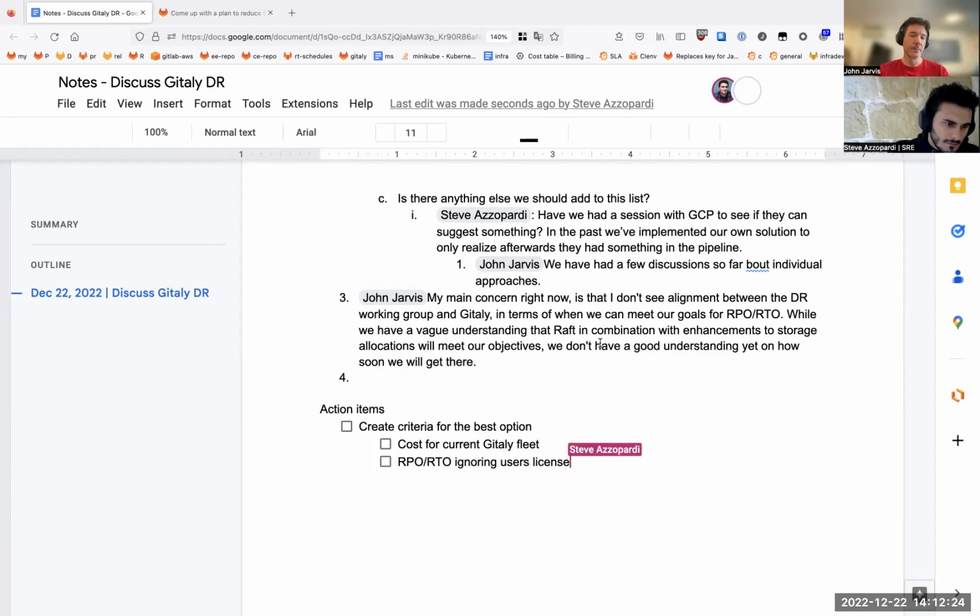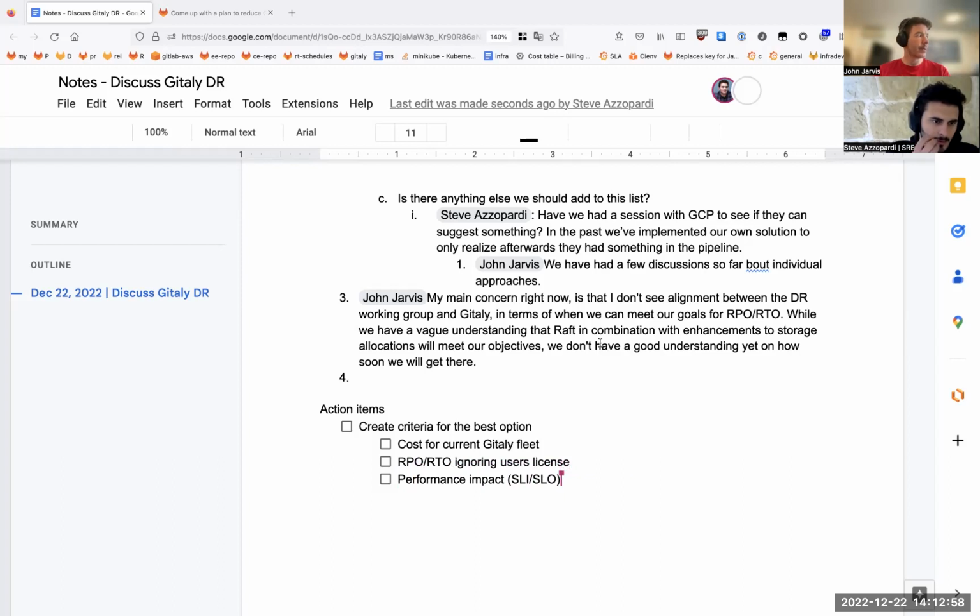Is there anything else that we need to look at here? Or is it mostly costs and RPO that we want to optimize for? Yeah, I guess performance impact needs to be taken into consideration. And that includes the agent, probably, for the backup appliance. Yeah, that's true.